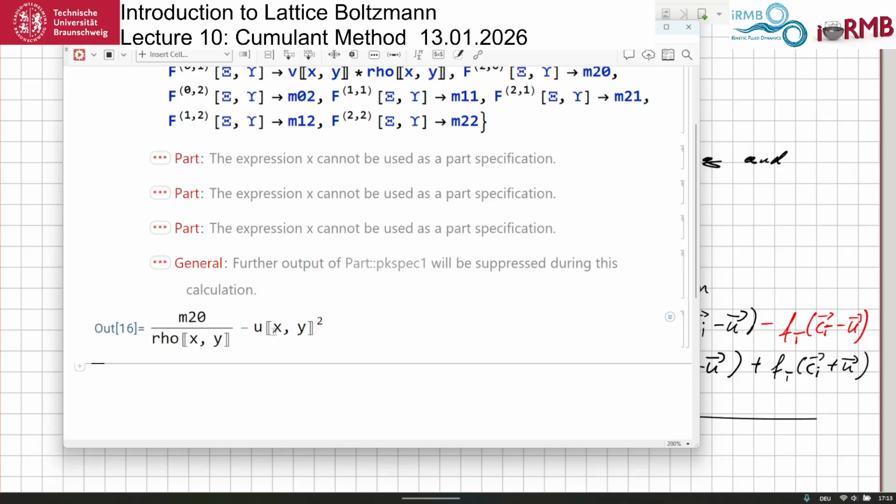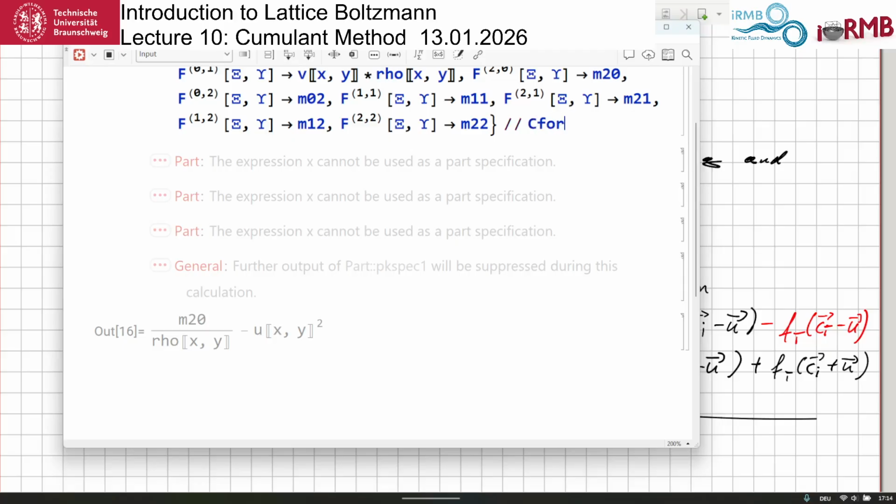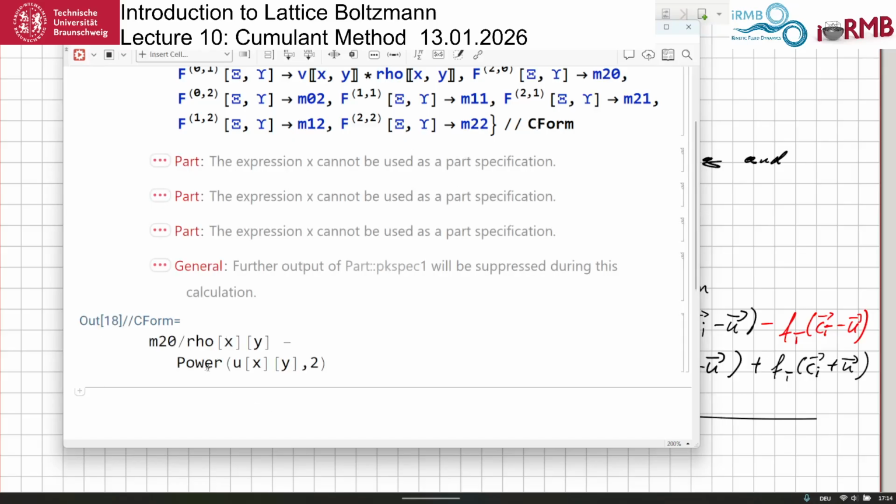Okay, there's one annoyance here. This annoyance is that if we put this into C form, was this written C form? Yes. So if we put this into C form, it puts this power here. Yeah.